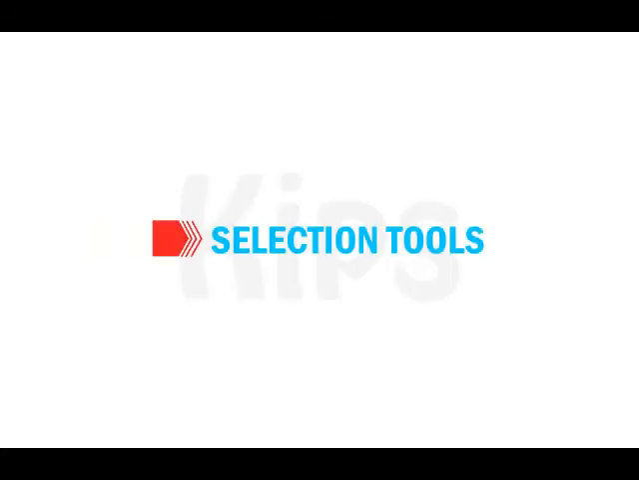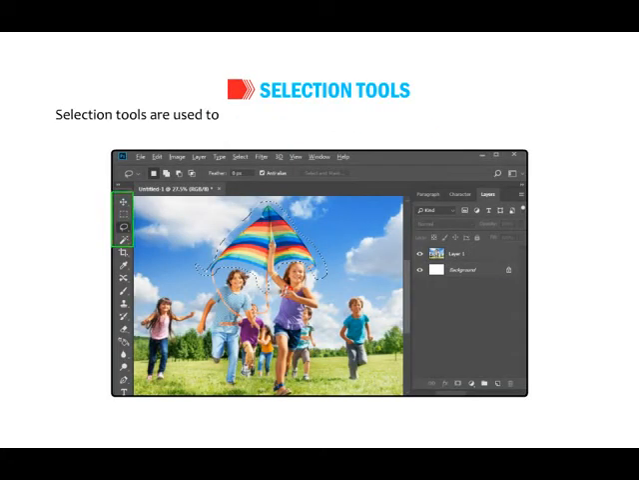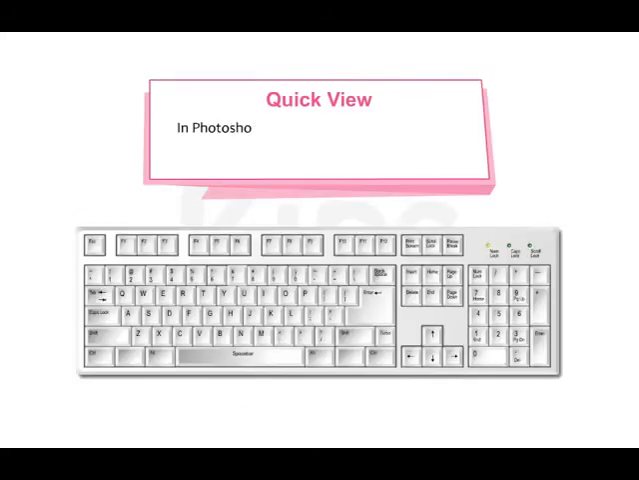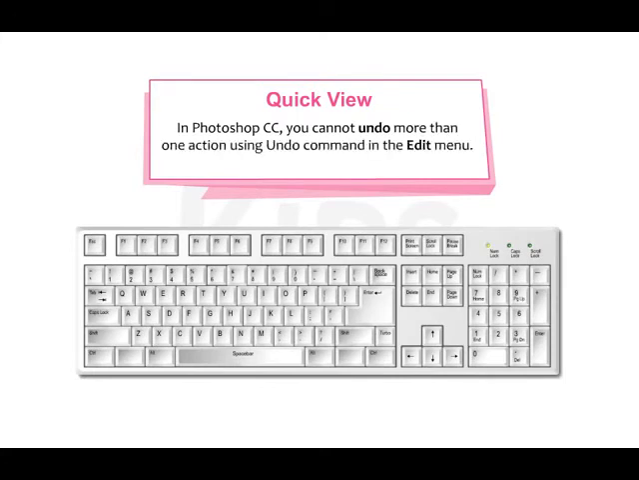Okay, let us discuss selection tools. Selection tools are used to select an image or a part of it to perform cut, copy, edit or retouching operations. Students, let's take a quick view. In Photoshop CC, you cannot undo more than one action using the Undo command in the Edit menu. To do so, press the Ctrl plus Alt plus Z key combination.